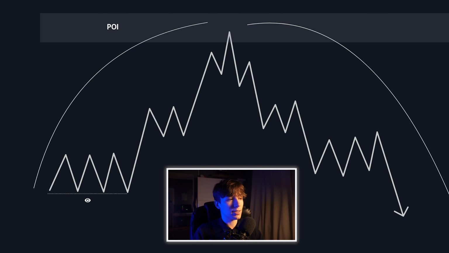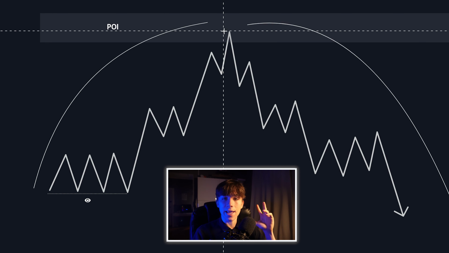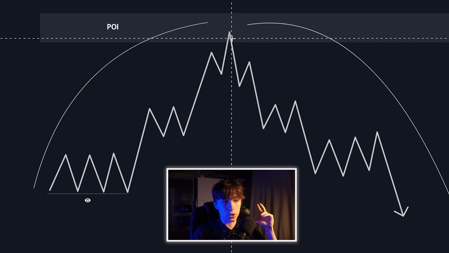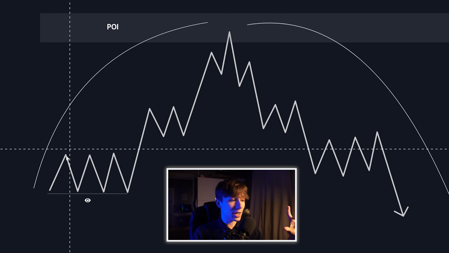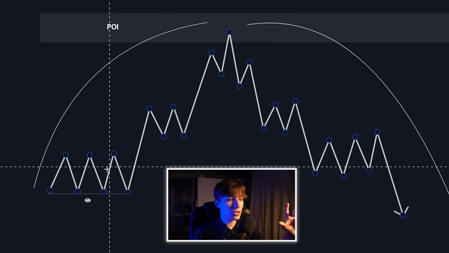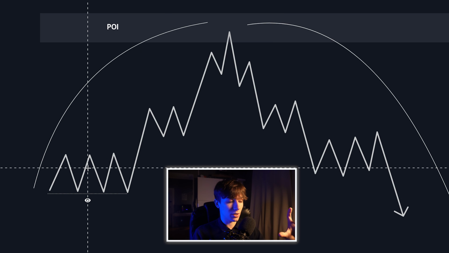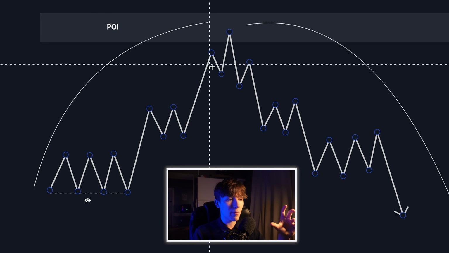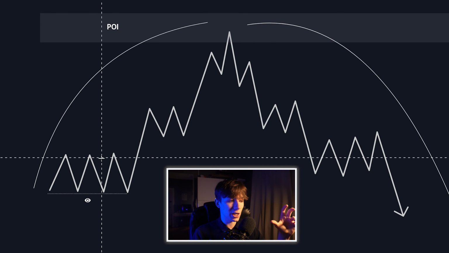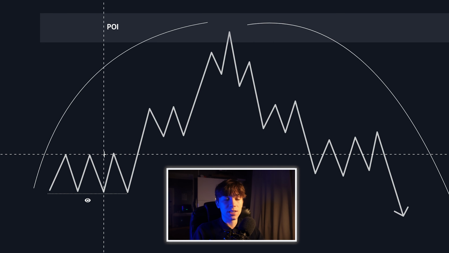So basically this is how you can use this model. First of all, spot the point of interest, and then if we have a point of interest and we have a good reaction from it, you want to link this to an original consolidation phase, which is this one right here. And so if we have a point of interest and we have our consolidation phase, then this can be a potential market maker buy or sell model.